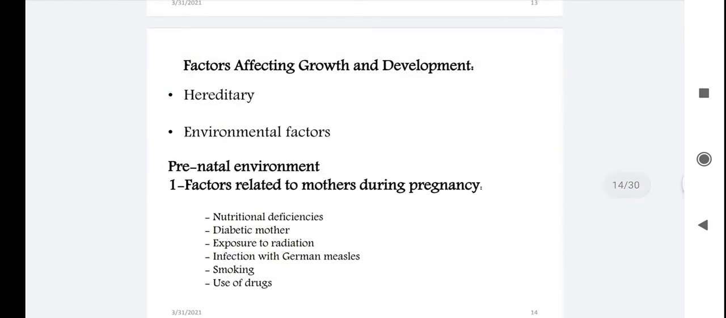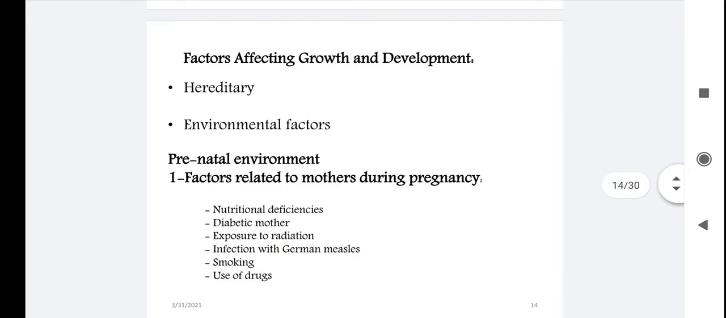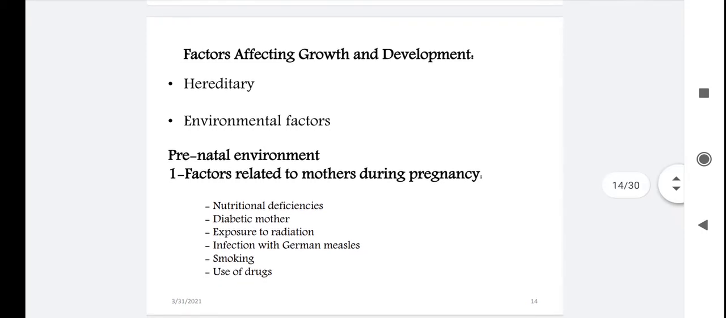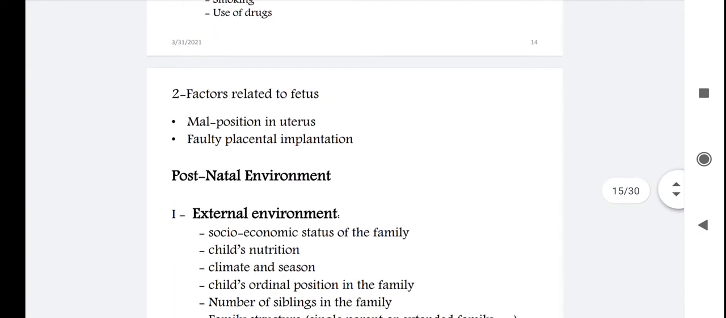Factors affecting growth and development: hereditary, environmental factors, prenatal environment. These include factors related to the mother during pregnancy, like nutritional deficiencies, diabetic mother, exposure to radiation, infection with German measles, smoking, use of drugs. Those are called factors related to the mother during pregnancy.